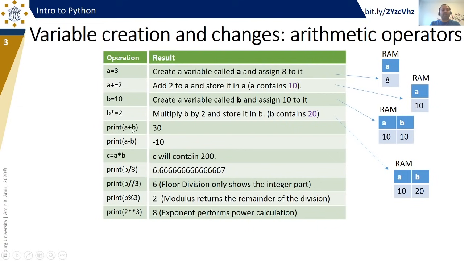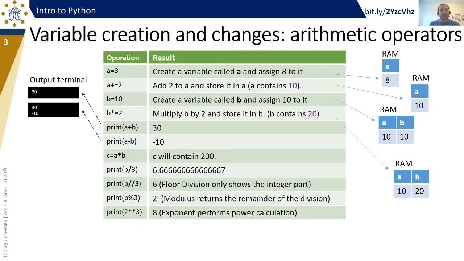Printing a plus b does not change the RAM. It only changes the output terminal. In the output terminal, you will see 30. Print a minus b does not create a new value in RAM either. So as a result, you would see minus 10 printed after 30. So the output terminal now shows two values.